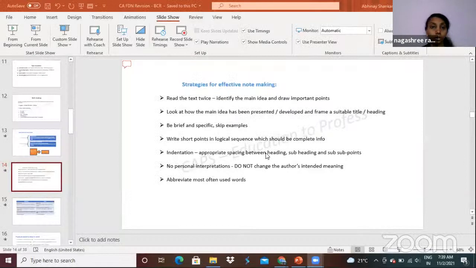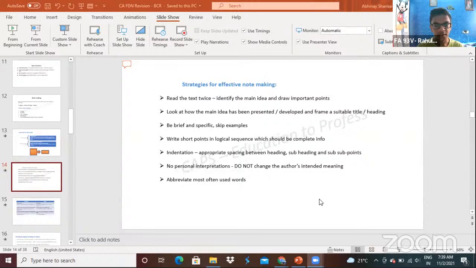And then we have few strategies for effective note making. Okay, so can somebody read this out? Rahul Jain, can you read this out? Strategies for effective note making. Read the text twice, identify the main idea and draw important points. Look at how the main ideas has been presented or developed and frame a suitable title or heading.